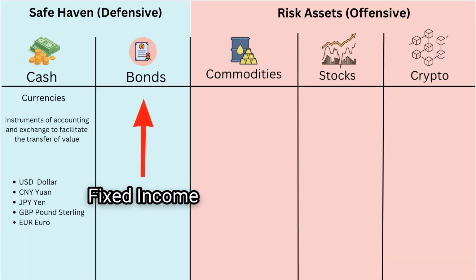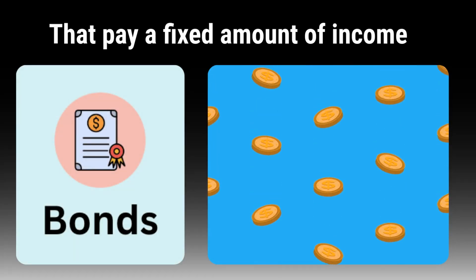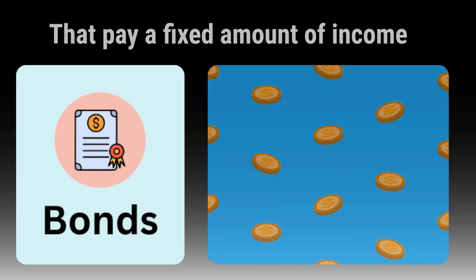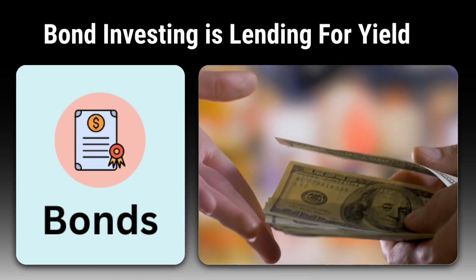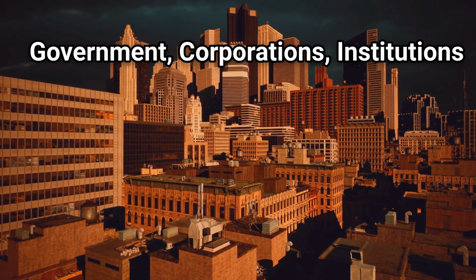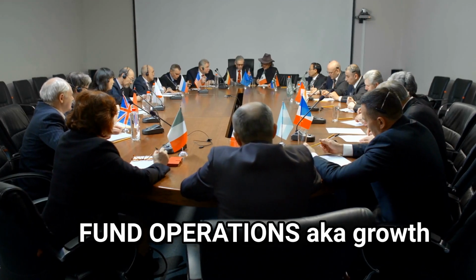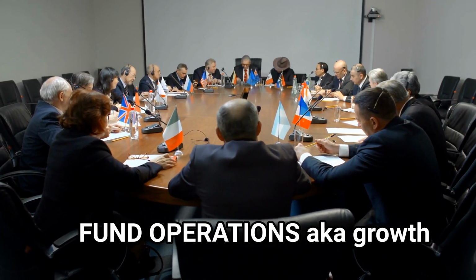And now we move over to the fixed income market, the bond market. Bonds are debt instruments that pay a fixed amount of income over the duration of the loan. So when you invest in a bond, you're actually loaning your money. The receiver of these loans are usually corporations, governments, or institutions. And they use these loans to fund growth without giving up ownership.